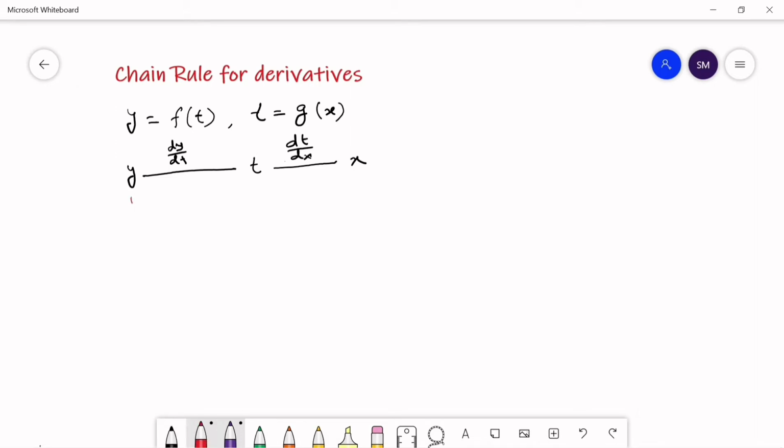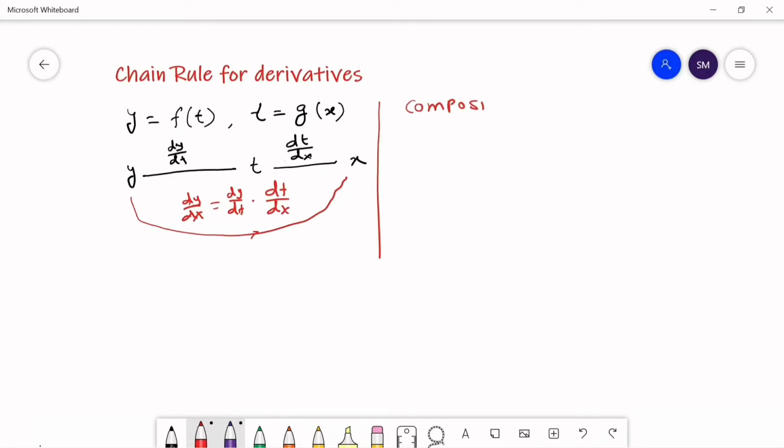But if we need the derivative dy/dx, then this can be given as dy/dt multiplied by dt/dx. So this idea, this concept is known as the chain rule.